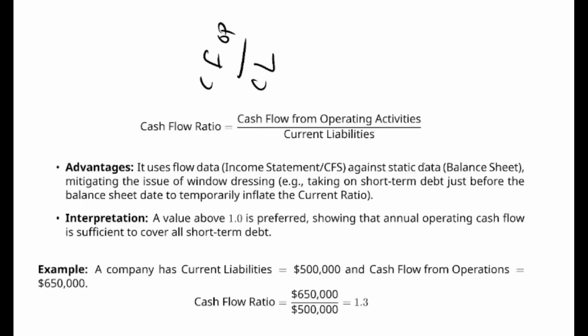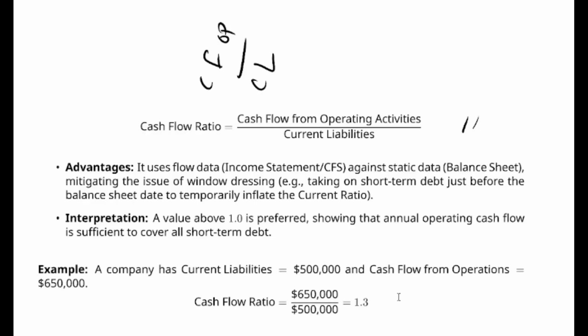So it becomes a more realistic liquidity ratio when we compare it with other liquidity ratios like the current ratio and quick ratio. It is telling us what our operating cash flow is, and we are comparing that operating cash flow with the current liabilities.